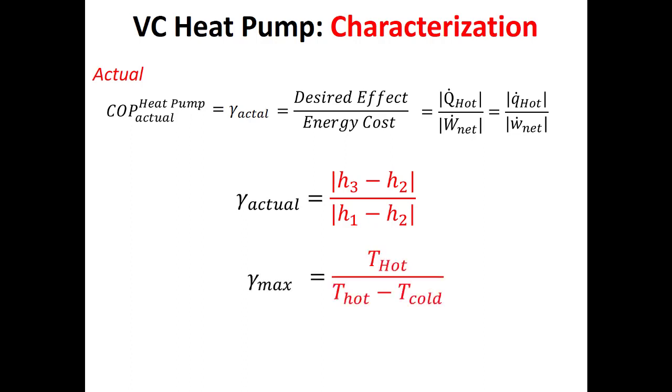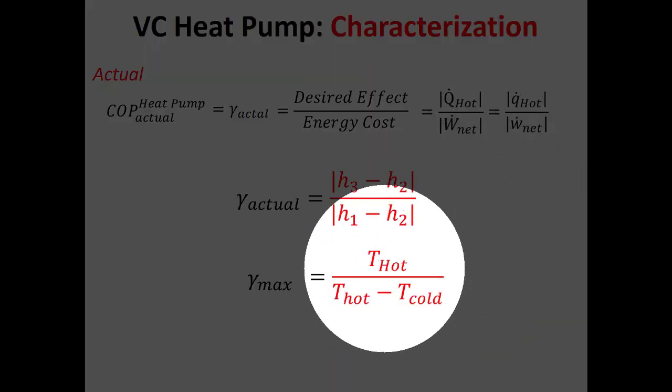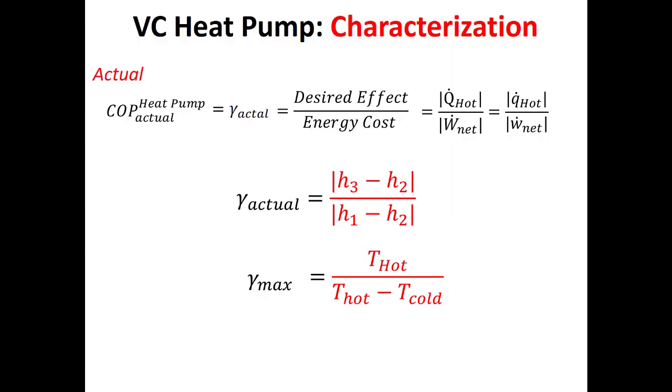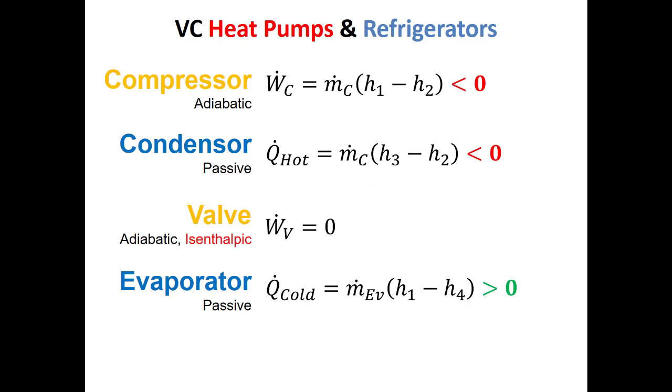Remember that our Carnot coefficient of performance for a heat pump looks almost like that of the refrigerator, but in the numerator here, we have T hot because our energy benefit is the heat transfer on the hot side. Again, we've got to worry about using absolute temperatures here. So vapor compression heat pumps and refrigerators are essentially the same cycle. We just have to think about what the energy benefit is.